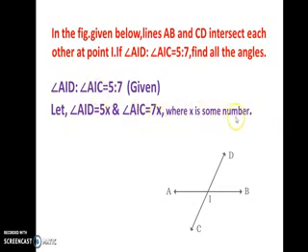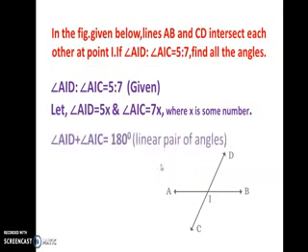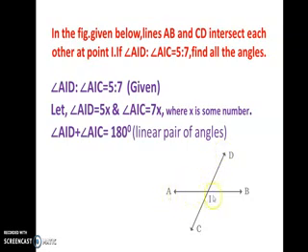where x is some number. Okay. Now observe angle AID and AIC. These two are the adjacent angles, isn't it? And AI is a ray which stands on a line CD. So these two are the adjacent angles. So according to linear pair axiom, can we take angle AID plus angle AIC is equal to 180 degrees? Yes, we can.